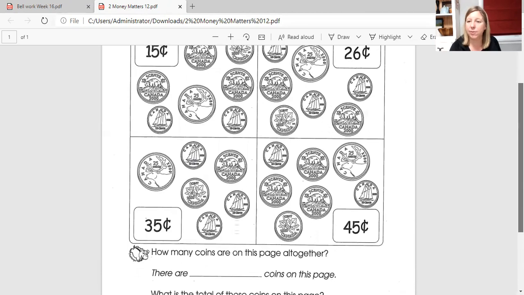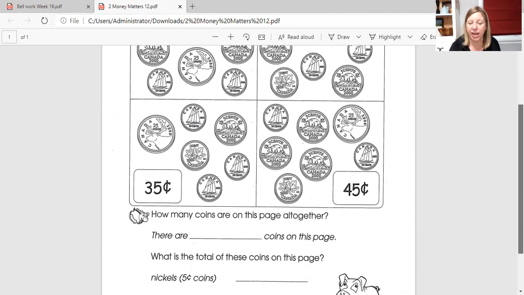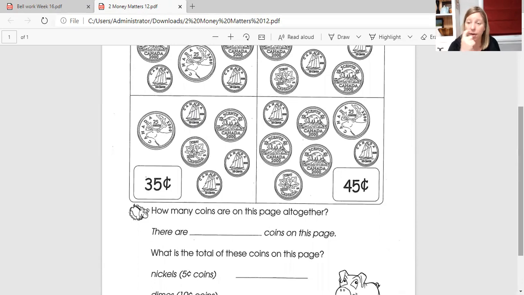And then on the bottom of the page, it has one more challenge, actually 2 challenges. The first question says, how many coins are on this page all together? So what do you need to do when it says all together? That's right. You need to count up all of the coins all together in each of the boxes all the way. And then fill in the blank. It says there are coins on this page.